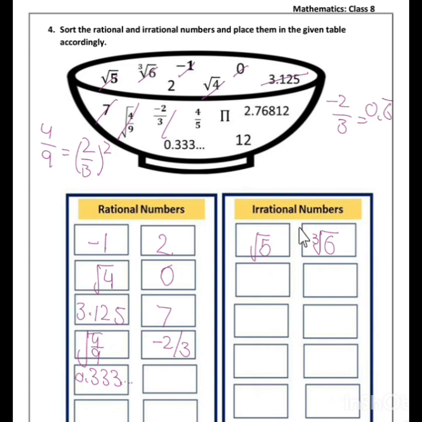Next is pi. Pi is clearly an irrational number. Then is 2.67182. It's a terminating number because the three dots are not there, so I will assume it is a terminating decimal. I'll put it here. Then is 12. 12 also comes on this side. 4 by 5. We know that 4 by 5 is 0.8, so 4 by 5 will also come in the rational numbers. So out of all these, I have figured out only 3 are irrational numbers, which are in front of you.